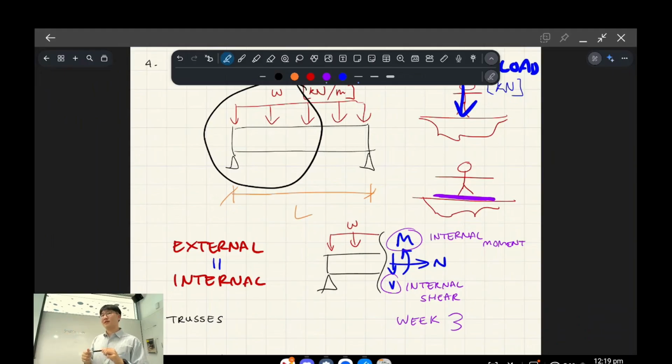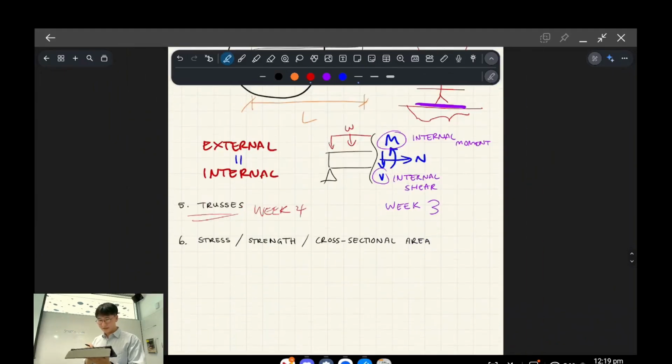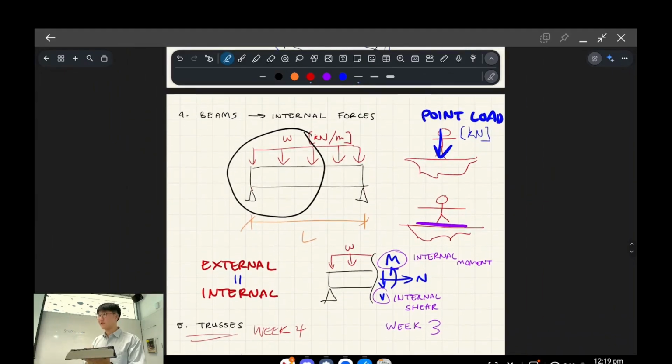I know it's hard to fully comprehend without having done some practice problems, but anyway, feel free to ask me at any point. So the next thing I'm going to tell you about is trusses, which is week 4. I can see some people still writing. I'll share the notes with you after this, but I'm just going to scroll down, all right? Is that all right? Sorry. Or you can take a picture if you want.